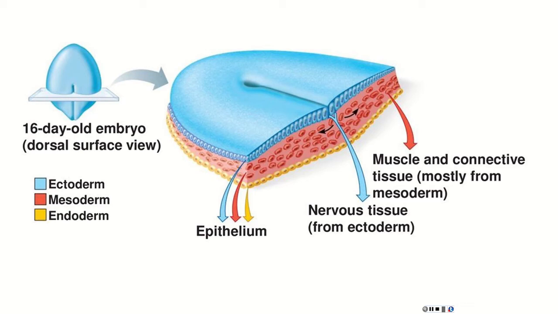So this early on in our development is basically what all of us looked like. And all of these tissues that are in our body now can be traced back to one or a combination of these 3 tissue layers.